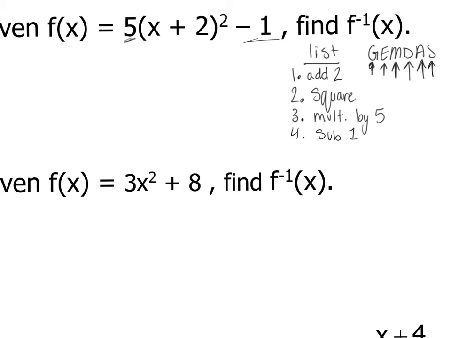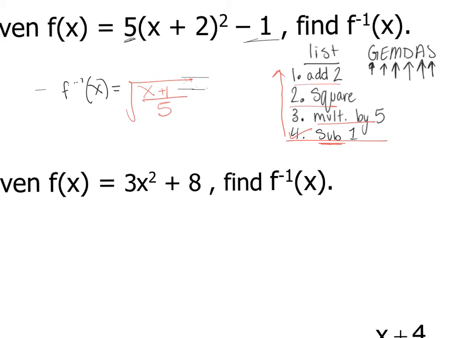Okay, we're now ready for our answer. So I'm going to write my function inverse notation. And instead of going down, we are going to follow this list in the opposite order and do the opposite function. So instead of taking x and subtracting 1, we are going to add 1. Instead of multiplying by 5, we are going to divide by 5. Instead of squaring, we are going to square root. And instead of adding 2, we are going to subtract 2. So you can kind of think of it like that. Okay?